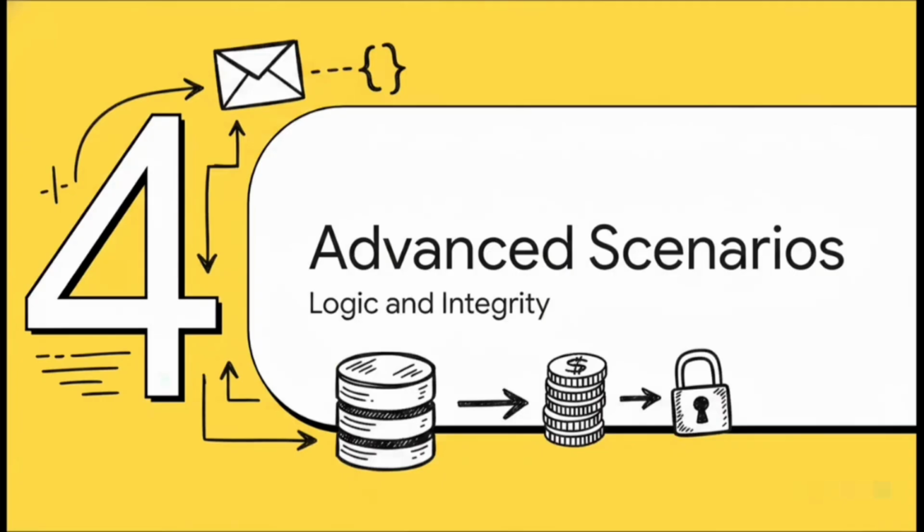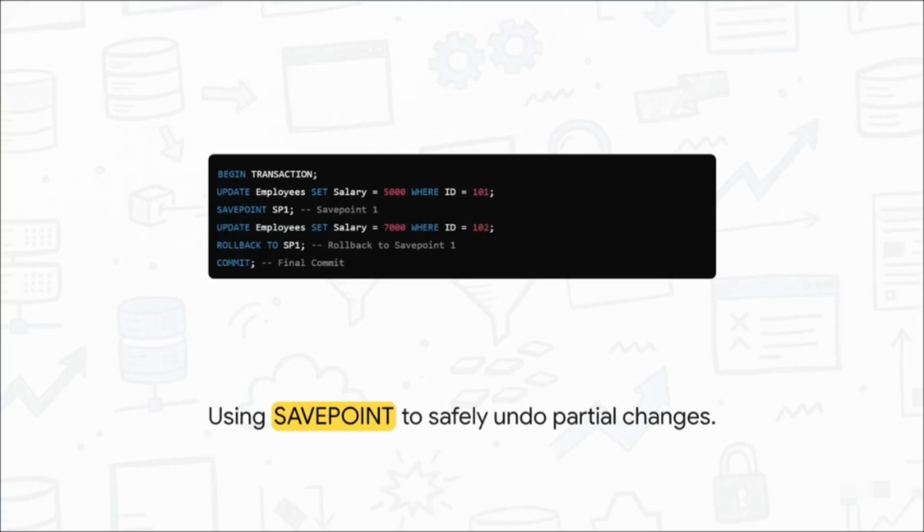Section 4. Advanced Scenarios, Logic and Data Integrity. This next concept brilliantly illustrates ACID properties, which is all about ensuring reliable processing by using a transaction block. Take a look at this logic. We begin a transaction, update an employee's salary, and then we create a save point named SP1. After that, we make a second update, but wait, what if something goes totally wrong with that second update? Well, we don't have to scrap the whole thing. We can just issue a rollback to SP1.